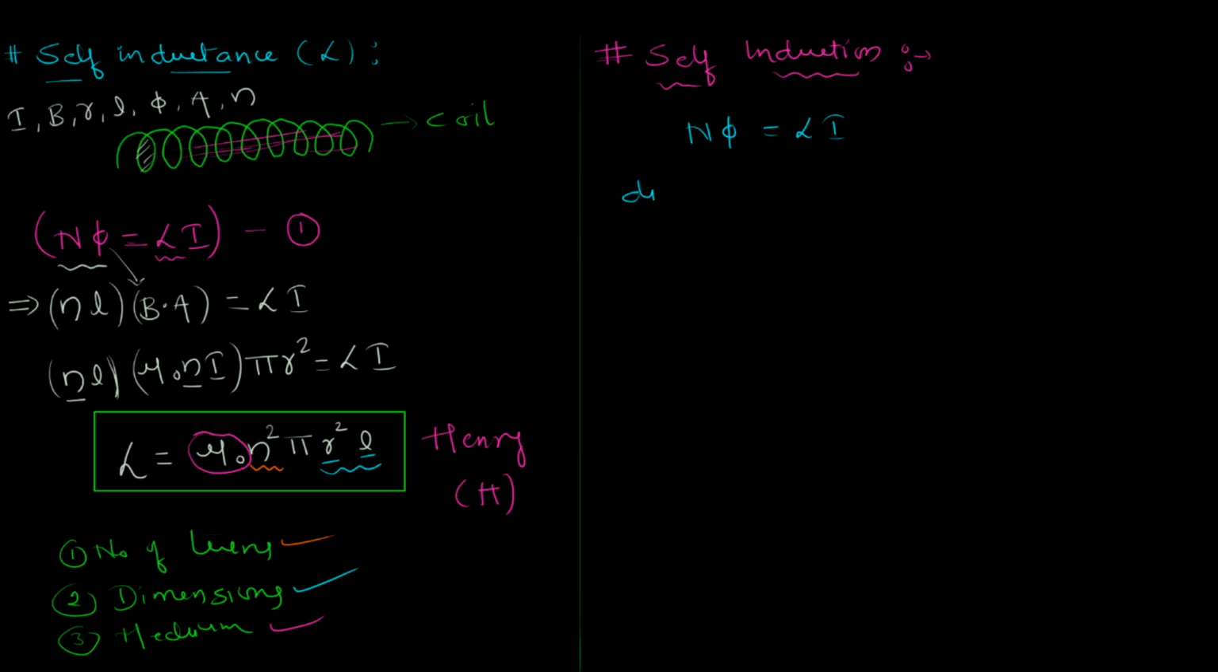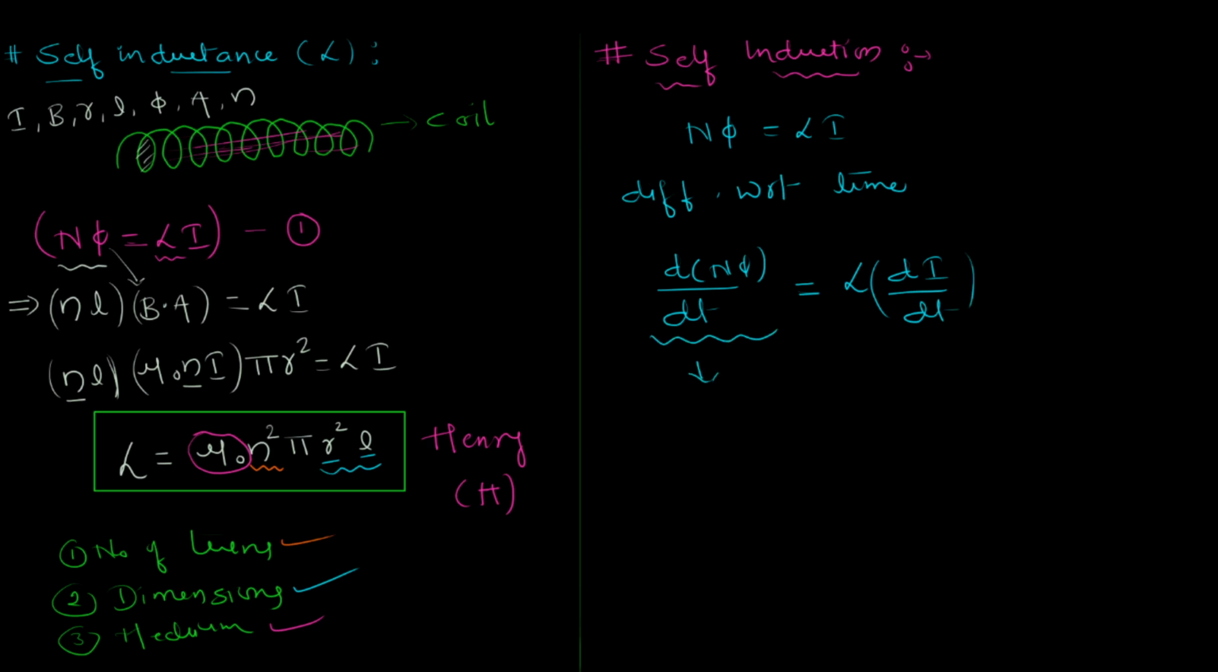If we differentiate this with respect to time, I will get on the LHS d by dt of N times phi. On the RHS, L anyway is constant, so I can just keep it outside, di by dt. But this term right here is nothing but the negative of the induced EMF according to Faraday's law. So negative EMF is equal to L times di by dt.